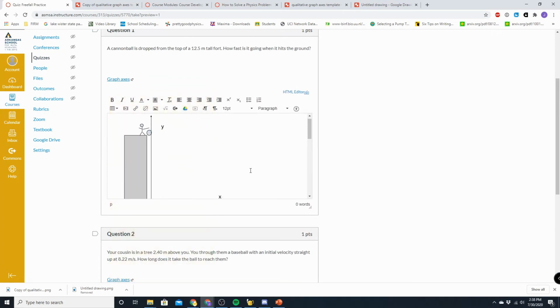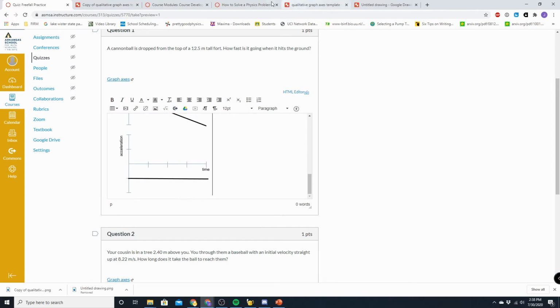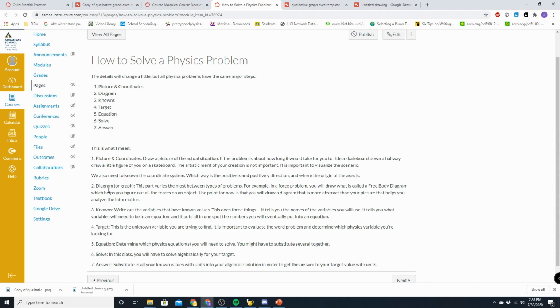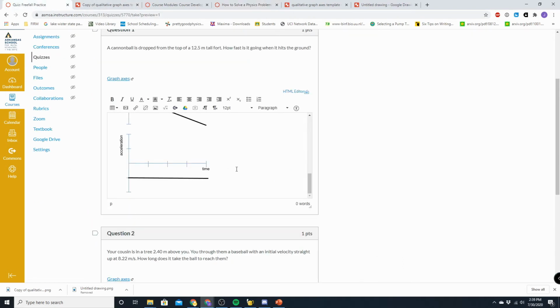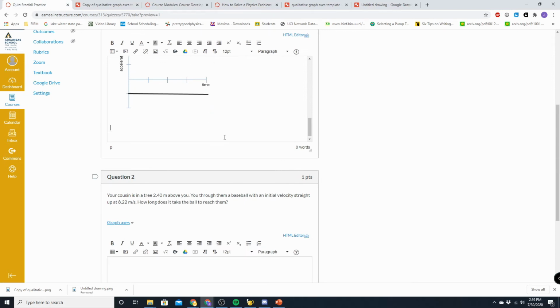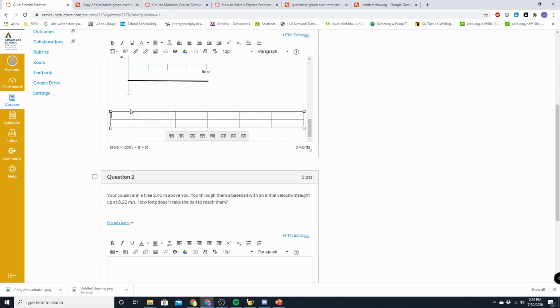Okay, so now we have a coordinate system, we have a graph. So now the next thing we need is to write out our known values. In particular, when we're doing a kinematics problem, what I recommend is to make a table, and the table needs to have 6 columns and 2 rows.